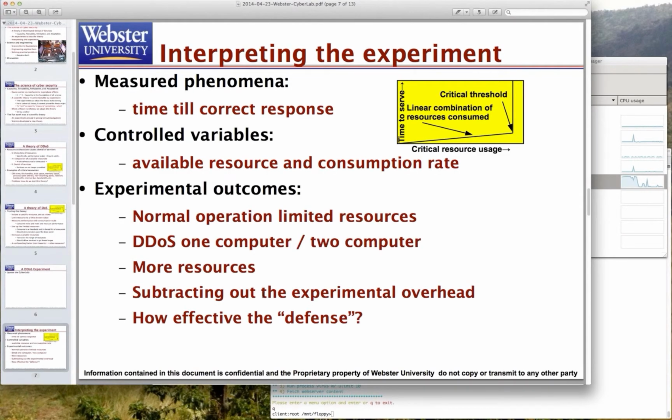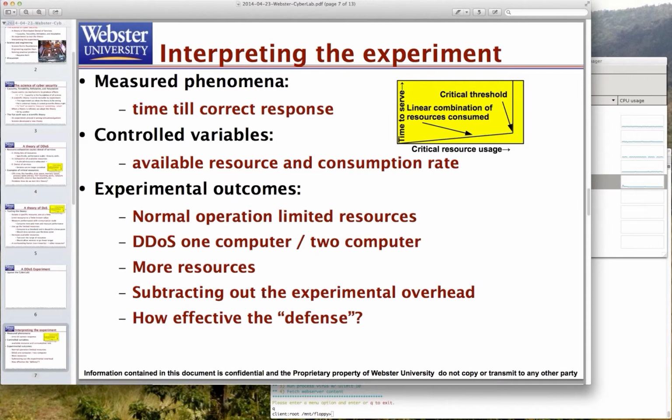Well, we need to interpret this experiment. In particular, what we measured was the time till correct response. And the control variables, the things that we varied, were the available resource and the rate of consumption. And the experimental outcomes, well, normal operation as we limited resources was just fine. Nothing went wrong. We tried one computer to try and consume the resources, but it only used up so much resource, so it didn't slow down all that much. We added a second computer, and it was able to cause the resources to become completely consumed.